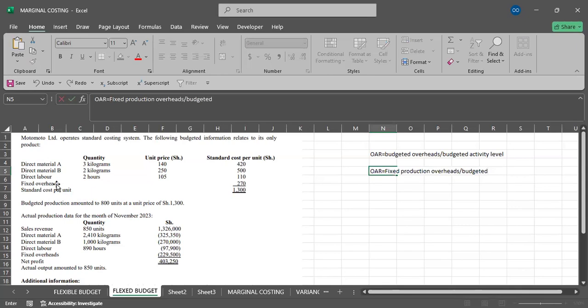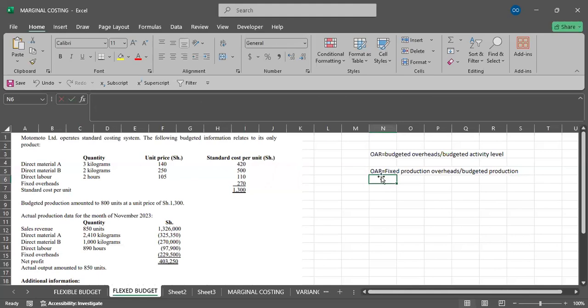In this case, the fixed production overheads are clearly incurred based on the number of units. They do not depend on the labor hours. They are not absorbed as a percentage of direct material or prime cost. So our budgeted activity level is basically units produced, budgeted production in terms of units. Great.